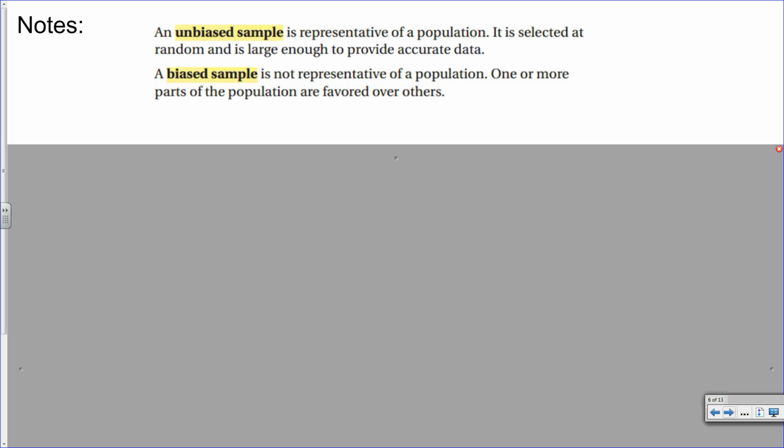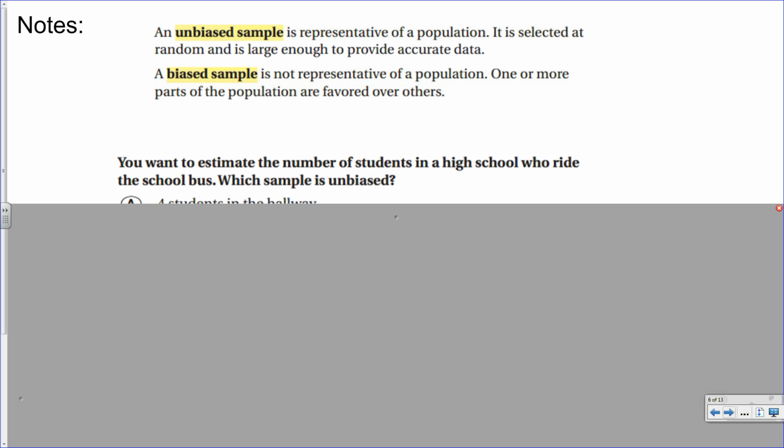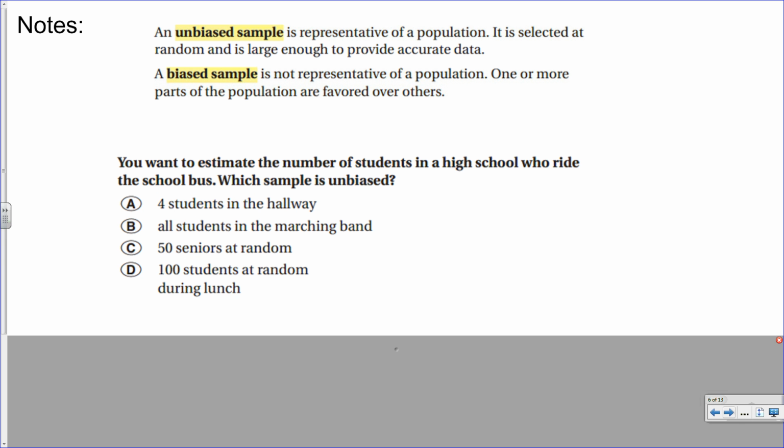Okay, back to your notes. Please write down that an unbiased sample is representative of a population. It is selected at random, and it is large enough to provide accurate data. You always want an unbiased sample. A biased sample is not representative of a population. One or more parts of the population are favored over others. So let's see what's not biased here.